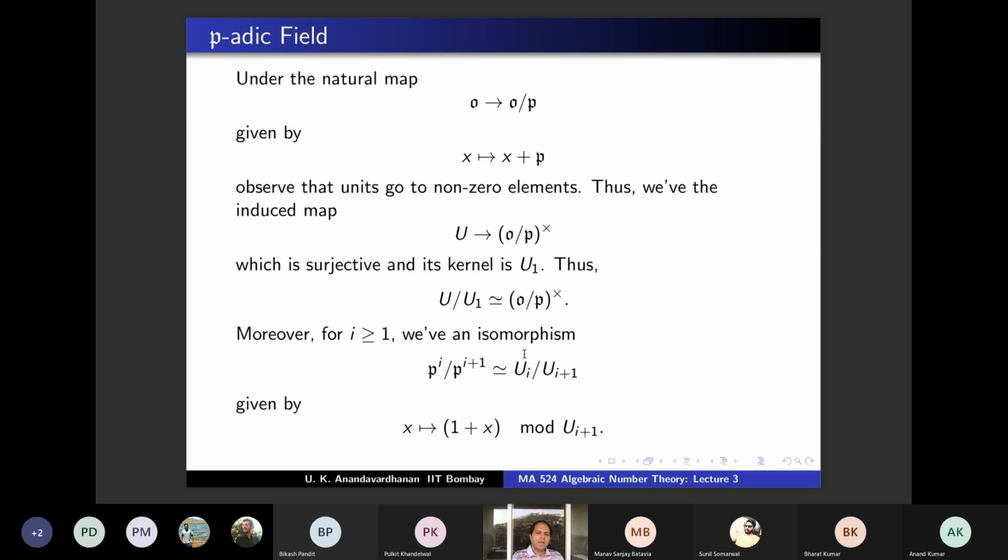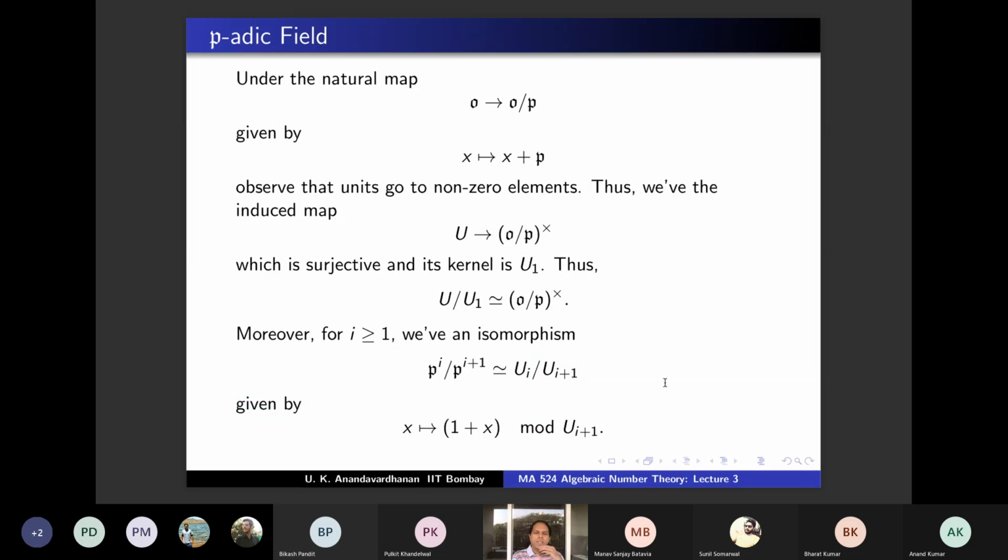So U by U1 is slightly different from U1 by U2 onwards. U1 by U2, U2 by U3, etcetera, are isomorphic to this. Whereas U by U1 is not isomorphic to O by P, but to the non-zero elements in O by P. So there's a slight difference at the first stage and then onwards.